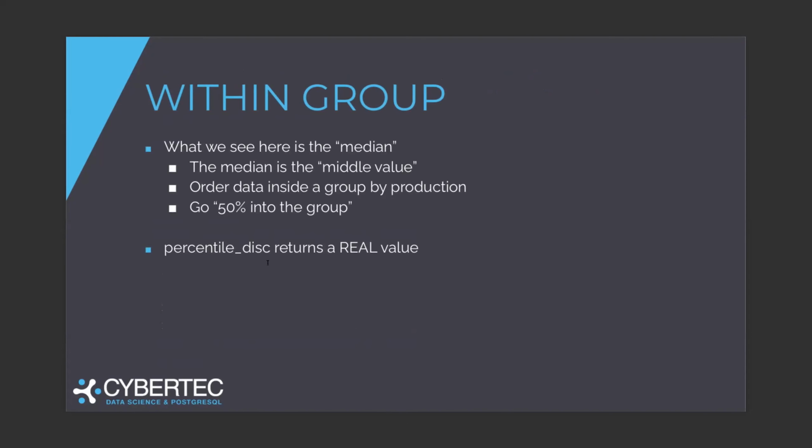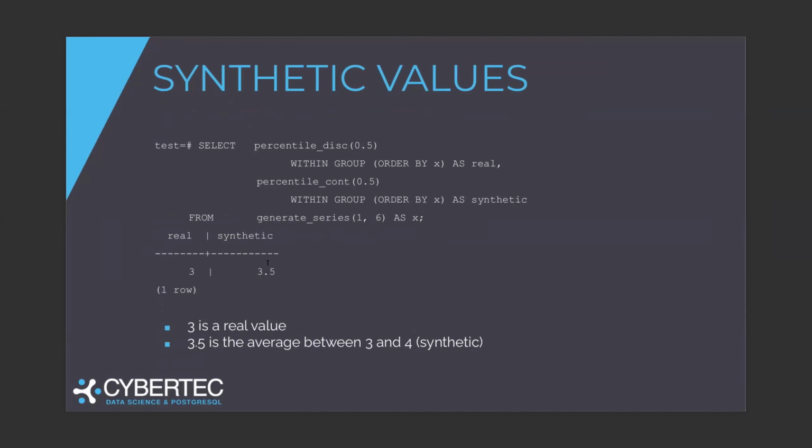So, as I said before, the median is the middle value. It's within a group. And what we do here is we go 50% into the group, and this percentile discrete is gonna give us a value that really does exist, okay? So the percentile discrete value, what we get back from this function, is a value that does really exist, which of course creates a bit of a problem. Let's take a look at this data set.